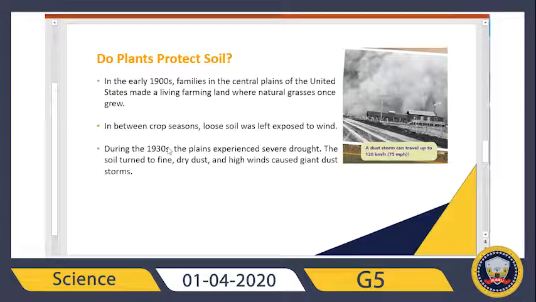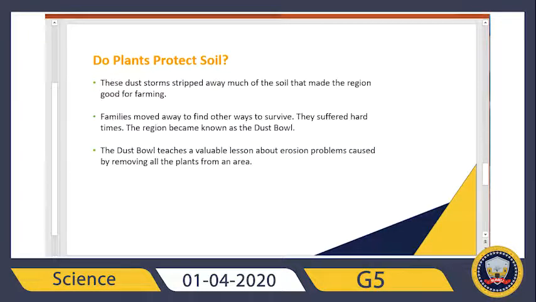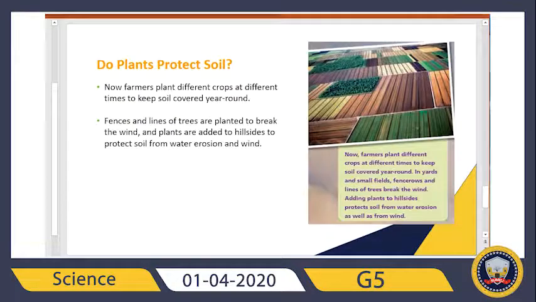So here it is saying that in the early 90s farmers faced a problem related with wind. Dust storms carried away the important soil, much of the soil of a region. So they tried to find a solution for this problem. As a result, farmers are now planting different crops at different times in order to keep the soil covered.